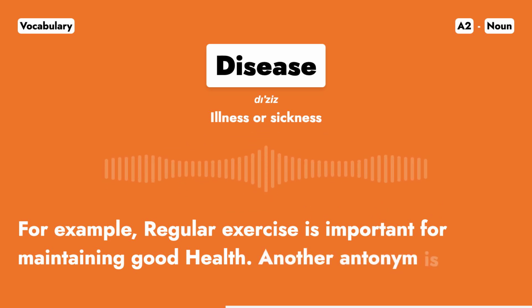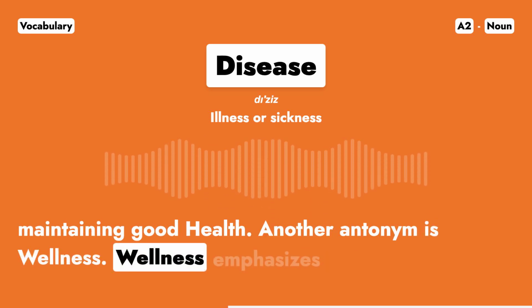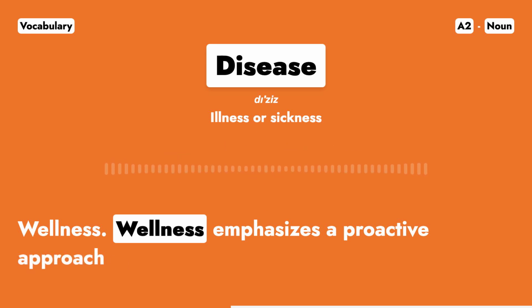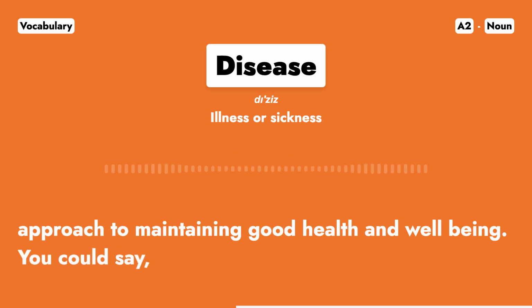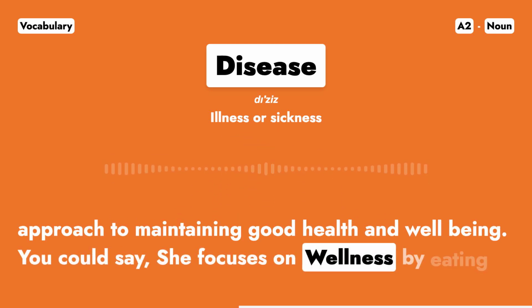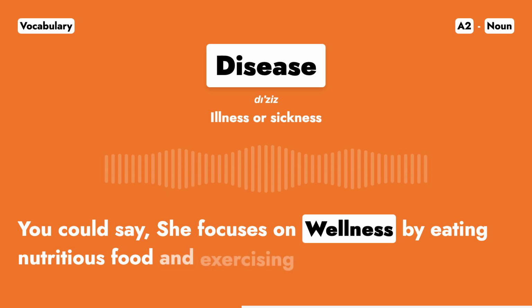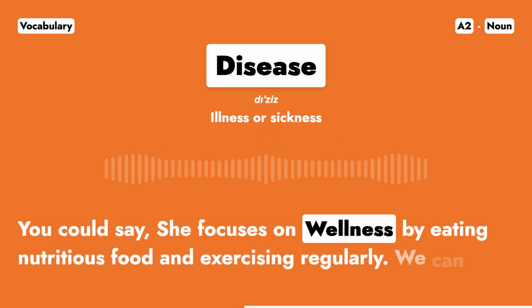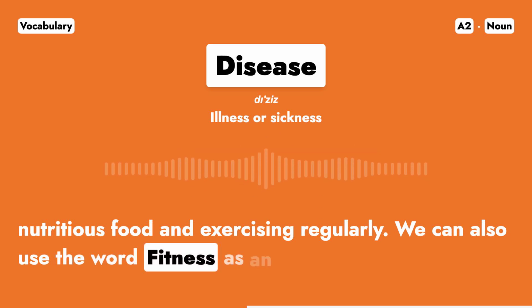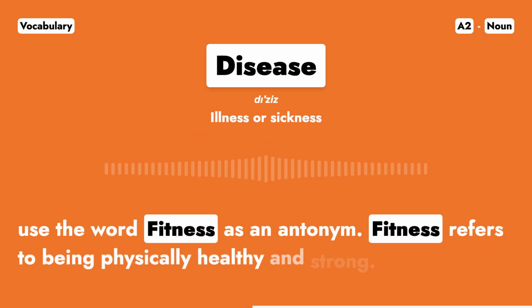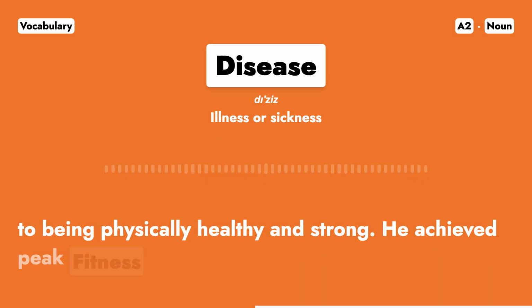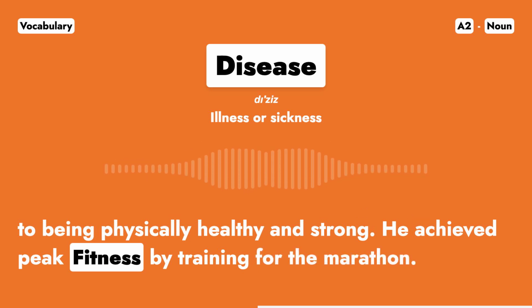Another antonym is wellness. Wellness emphasizes a proactive approach to maintaining good health and well-being. You could say, "She focuses on wellness by eating nutritious food and exercising regularly." We can also use the word fitness as an antonym. Fitness refers to being physically healthy and strong. He achieved peak fitness by training for the marathon.